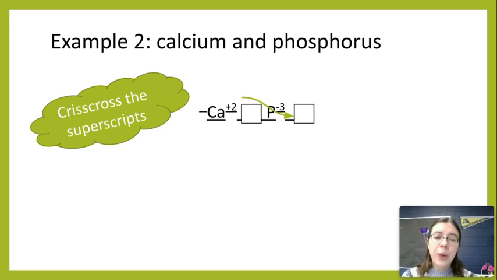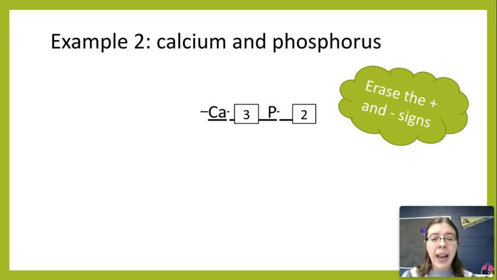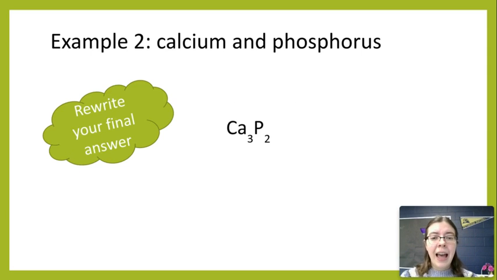The next thing we need to do is crisscross the superscript. So remember, we go from the top, they trade places. So the plus 2 from calcium is going to go into the second box. And then the minus 3 from the phosphorus is going to go into the first box. Now, once I have those boxes filled up, I then go ahead and erase the positive and the negative signs. I don't include those as my subscripts. And then I'm going to look and see, can I reduce this? In this case, the answer is no. 3 and 2 do not reduce to any smaller whole numbers. So I'm going to keep them as they are. And then as I go ahead and write my final answer, without the lines and boxes, it becomes Ca3P2.